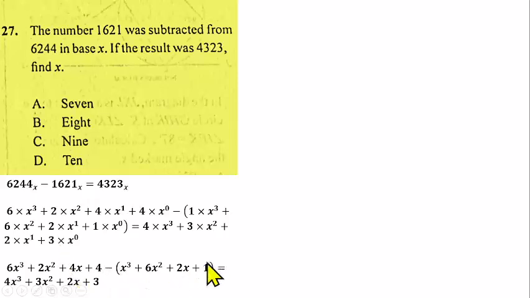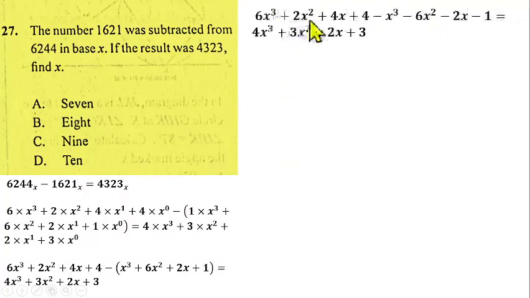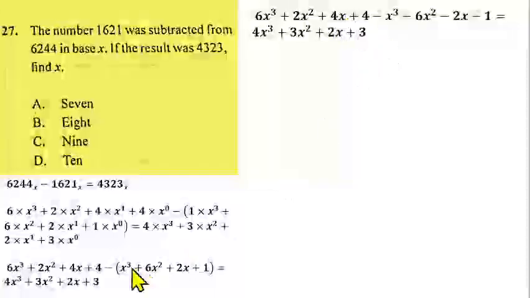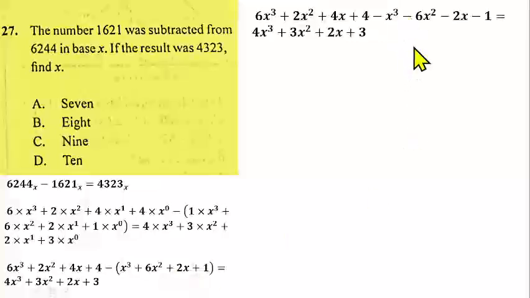You can now open the bracket with minus here. If you do that, you'll be having 6x cubed plus 2x squared plus 4x plus 4. Then everything will become minus: minus x cubed minus 6x squared minus 2x minus 1 equals the left hand side. Collect like terms here.